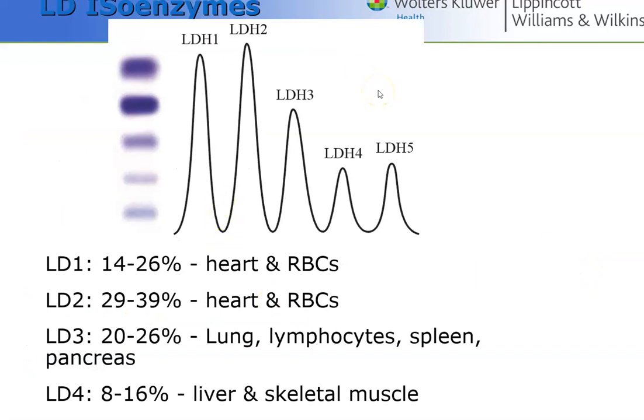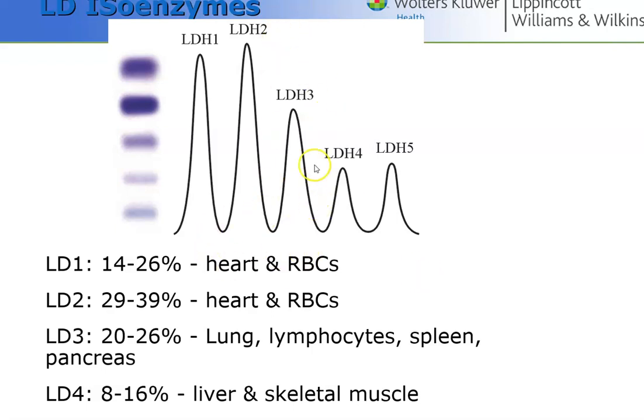Okay, the isoenzymes, here we go. You have LD1, LD2, LD3, LD4, and LD5. LD4 and LD5 are liver and skeletal muscle. LD1 and LD2 are heart and red cells. Now, LD1 is typically lower than LD2, and in the case of an acute myocardial infarction, we will see those values change. LD1 will become higher than LD2. This is called the LD flip. It's mentioned in your book. You need to understand that, and I do not know why, because we do not fractionate these out anymore to see the LD flip. But they still want you to know it.